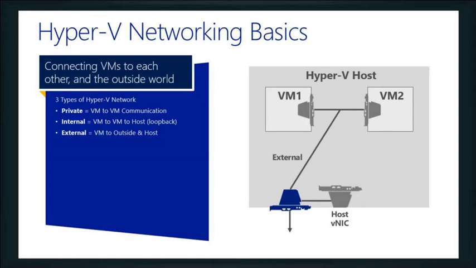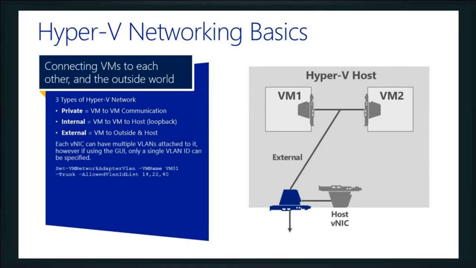These are just standard virtual switches that we can use. You can even assign them VLANs, although in the GUI you can only assign a single VLAN ID. Using PowerShell, and you see an example of a PowerShell script on the slide right now, you can actually assign them multiple VLANs for those VNICs. So we do support it. It's just a matter of how you might provision it.